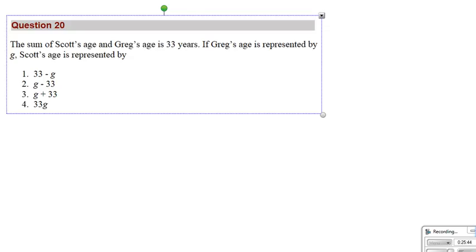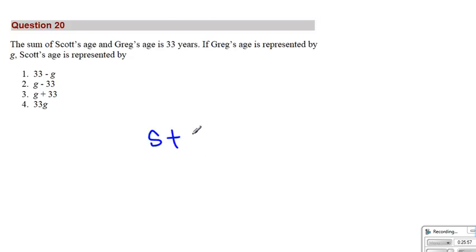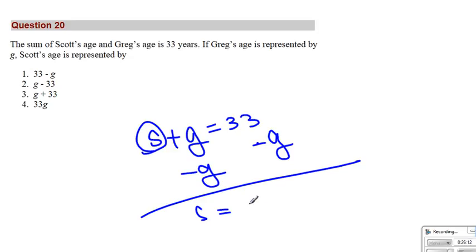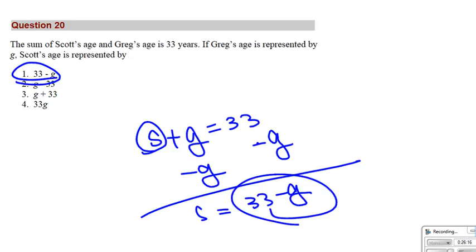Alright, here we have the last question. Sum of Scott's age and Greg's age is equal to 33. Now, so we just have to add them up. Greg's age is represented by G. Scott will be, let's call that S. And then Greg's age, G, is equal to 33. Then how can we solve for S by itself? We have to simply subtract G. And S must be equal to 33 minus G, which will be choice number 1.